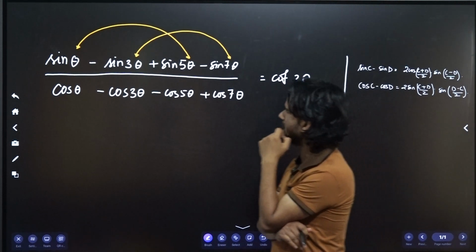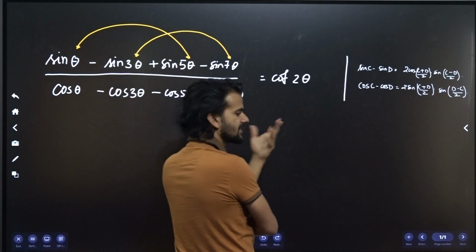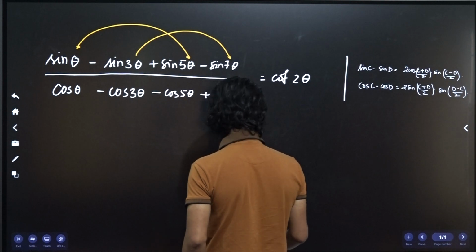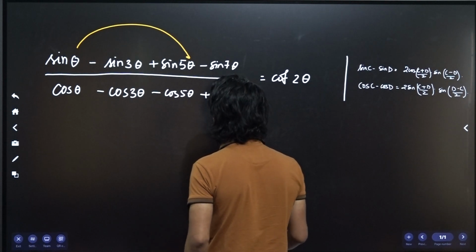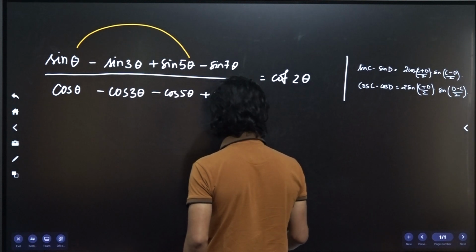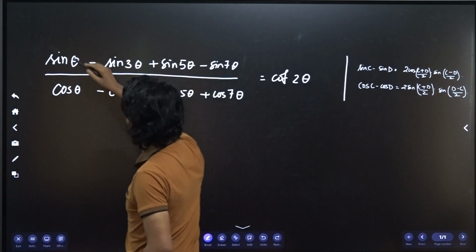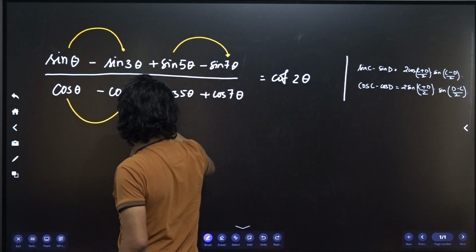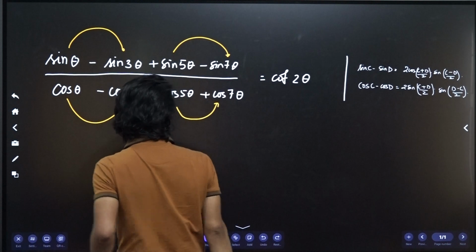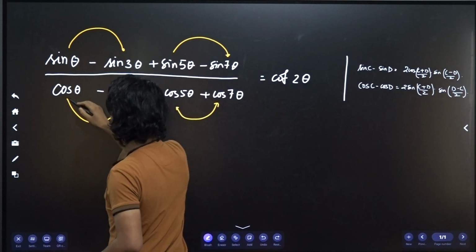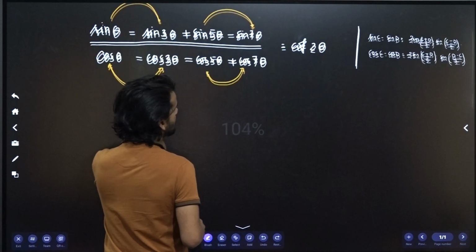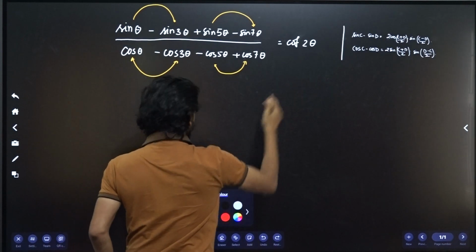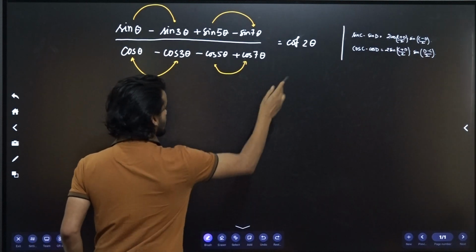Rather than that, let's just directly apply it and see what happens. Do you agree? Shall we do that? Yes. So we are taking these two together and these two together. Okay. So the action begins. We know what the relationship is, right? Yes. That is something that you should know.